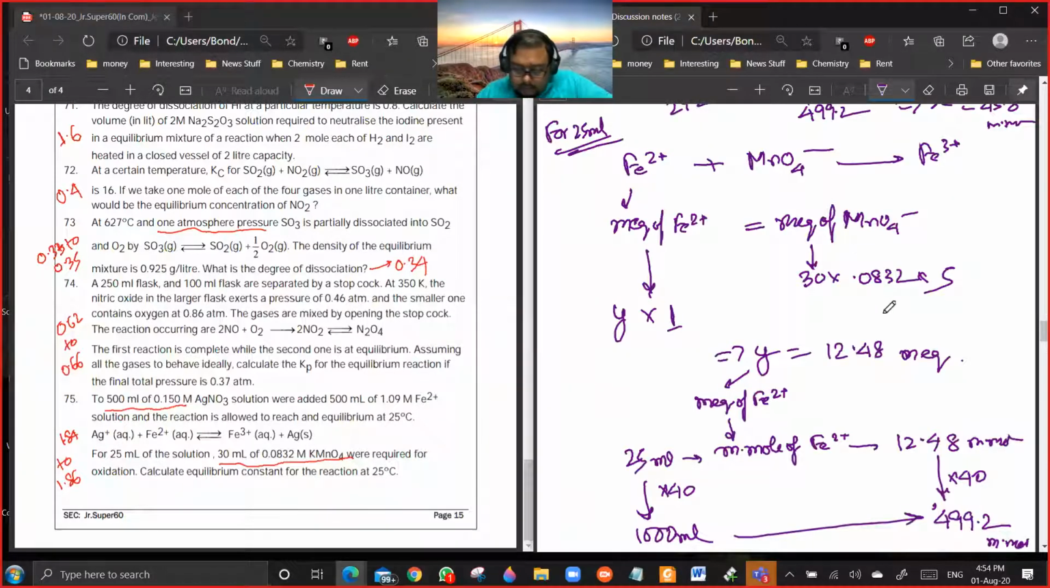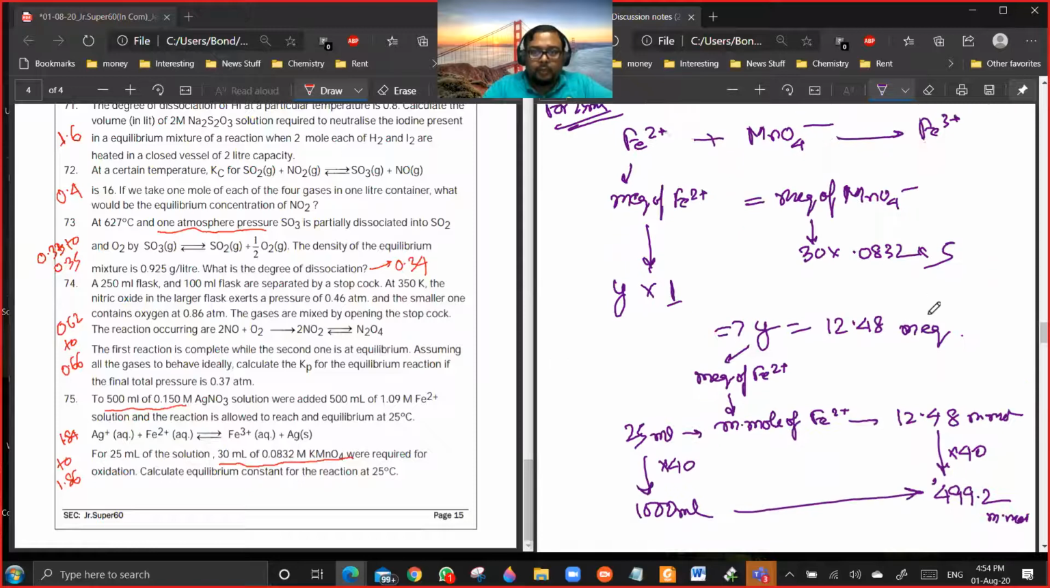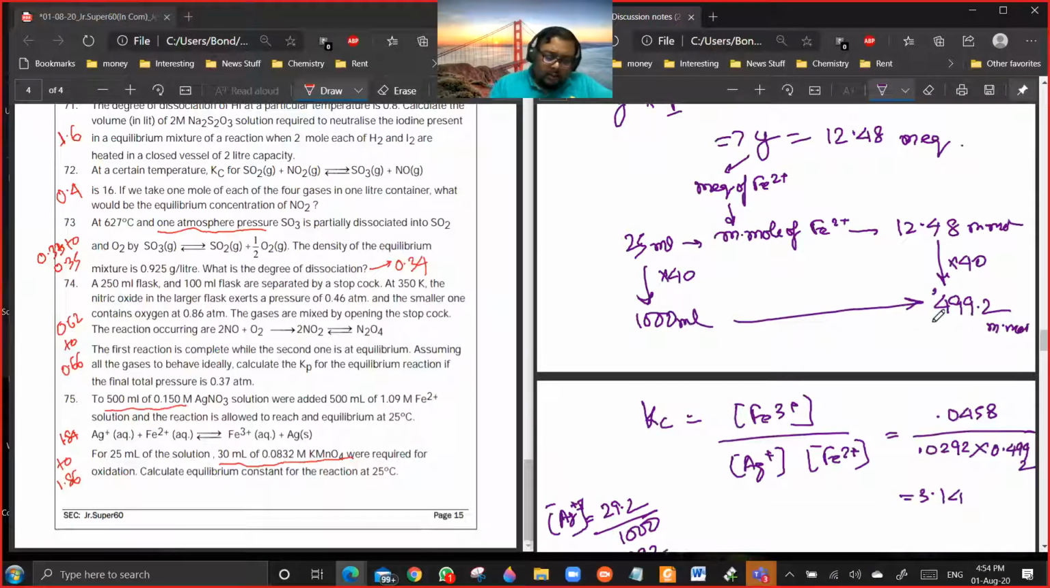Okay. They are taking 0.0835, but in the question it is given to be 0.0832. Okay. So this is going for a key change. Are you getting my point? Yes, no? Are you okay with the process? Did you understand how we did this? Okay, so this is the process, and this is going for a key change here. They have taken it to be 0.0835. Okay. So 75 is done.